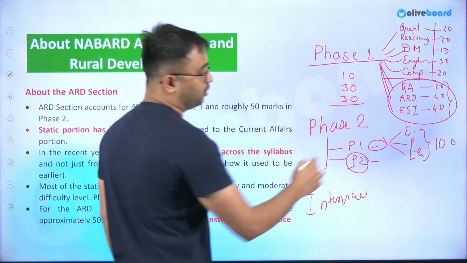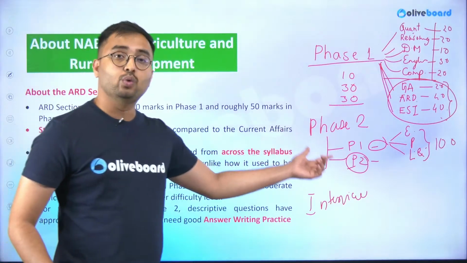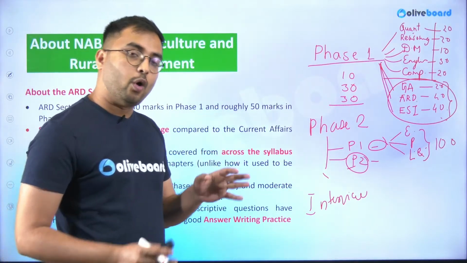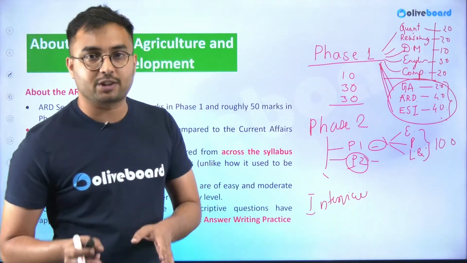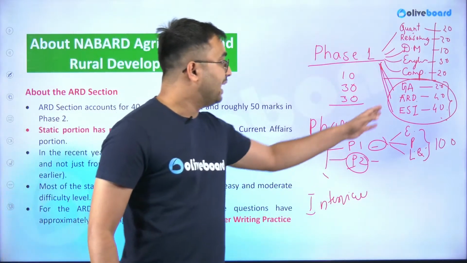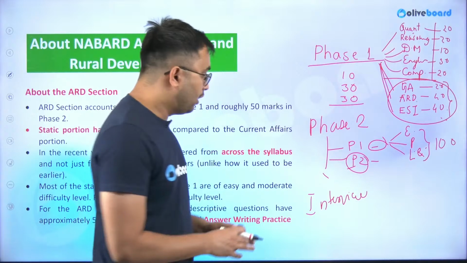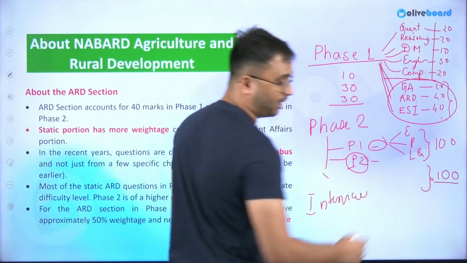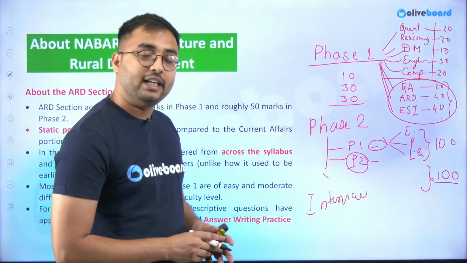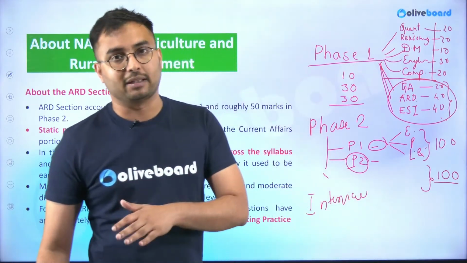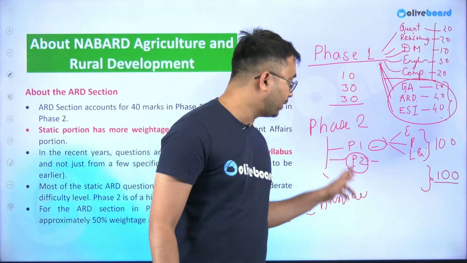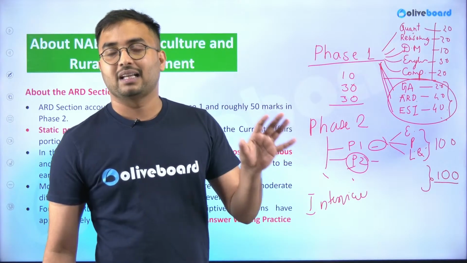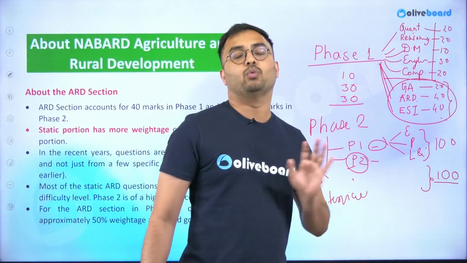Then comes phase 2. In paper 2 of phase 2, you have both objective and subjective assessment for both of the subjects, ESI as well as ARD. This paper 2 from phase 2 is also for 100 marks. 50% is MCQ and 50% is descriptive. That is, 50 marks of MCQs and 50 marks of descriptive.